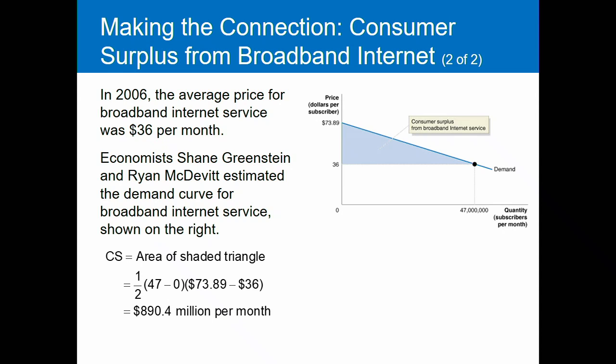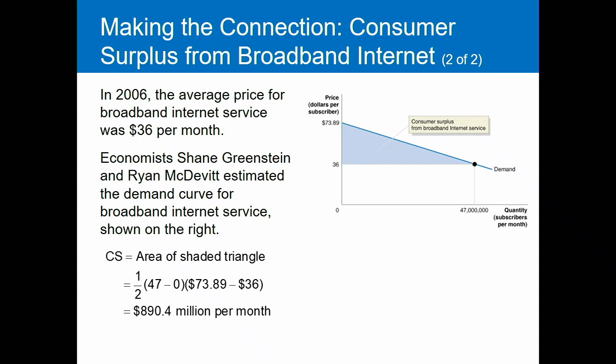So they estimated what the consumer surplus was. They took the equilibrium price for the market and the quantity that's being bought and sold in the market, estimated the demand curve for it, and then found the area between that demand curve and the price. So consumer surplus is equal to the area of this triangle. If you remember the area of the triangle from geometry, it's 1/2 times the base times the height. So 1/2 times the base, 47 million, times the height.